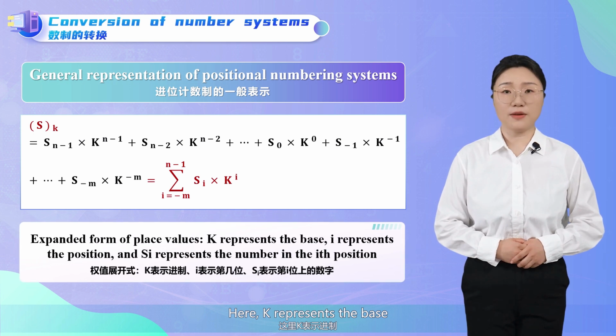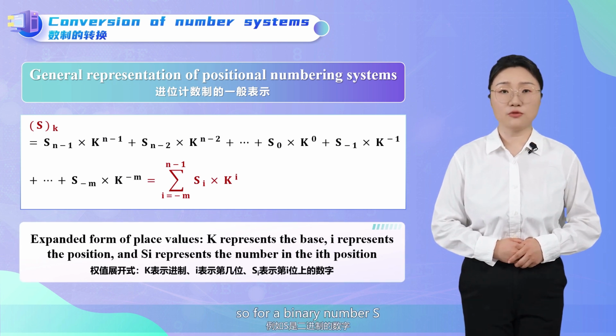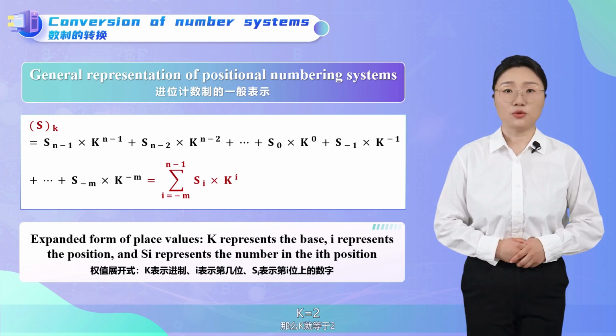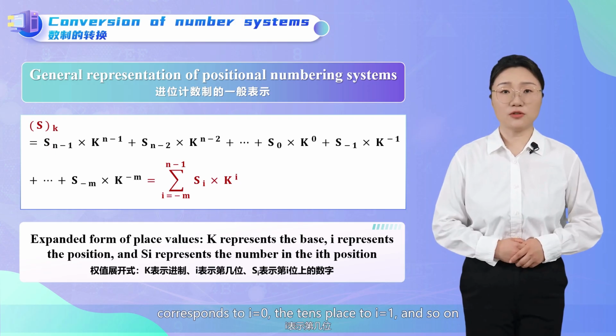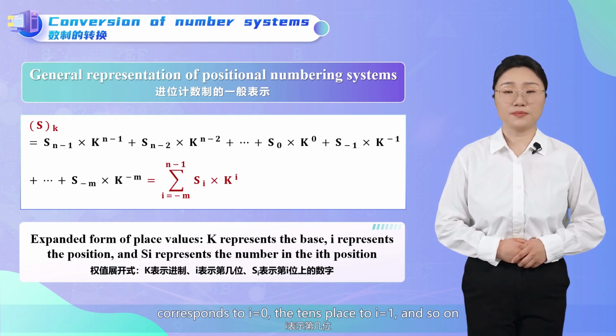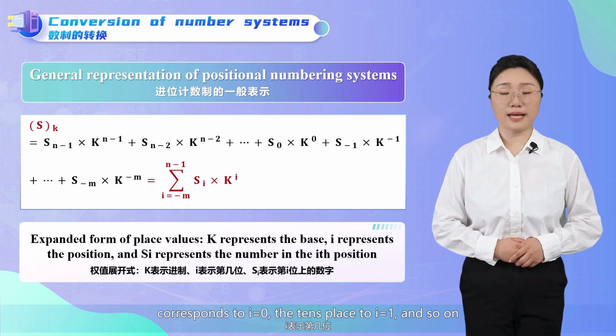Here, k represents the base. So for a binary number, k equals 2, and for a hex number, k equals 16. The index i indicates the position, where the ones place corresponds to i equals 0, the tens place to i equals 1, and so on.